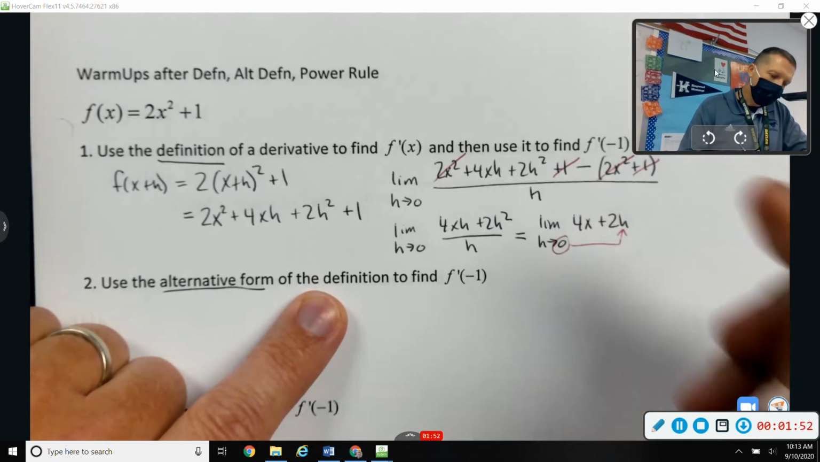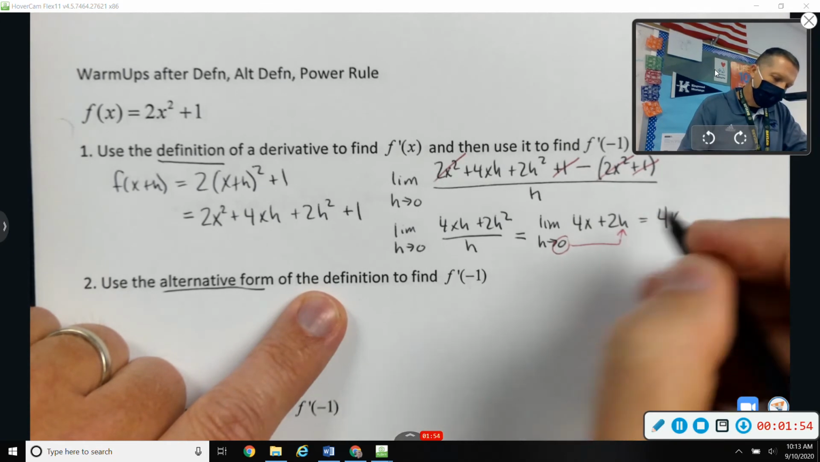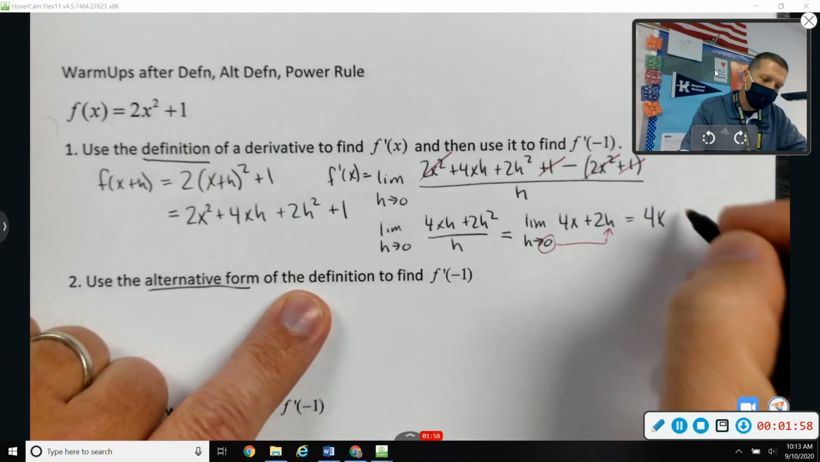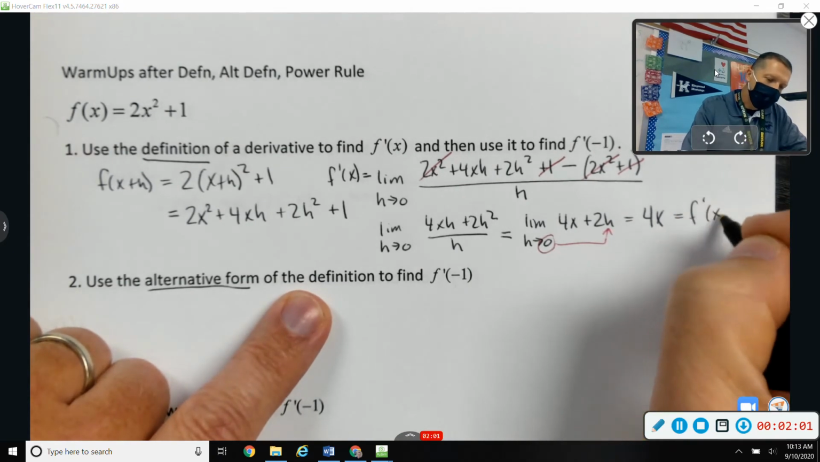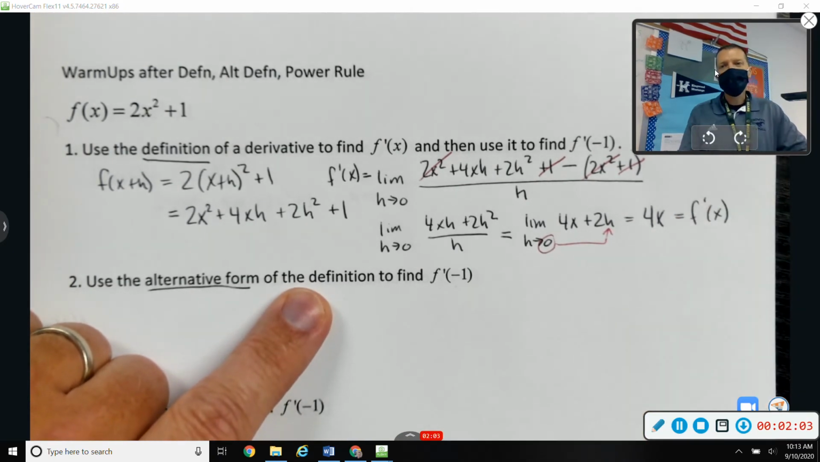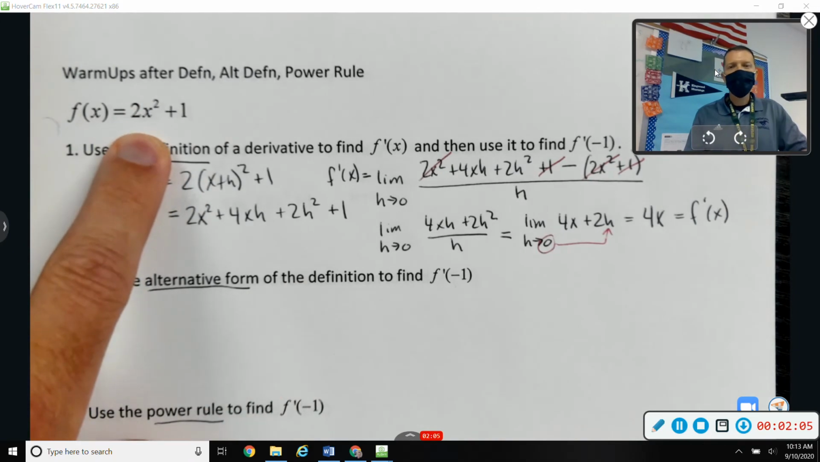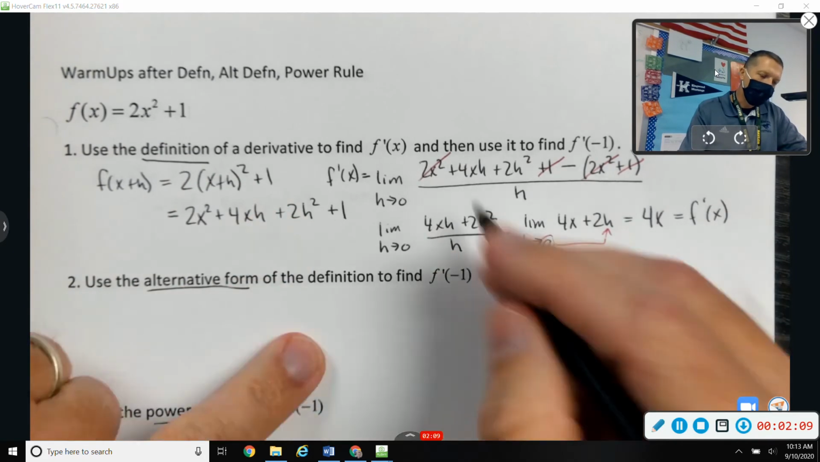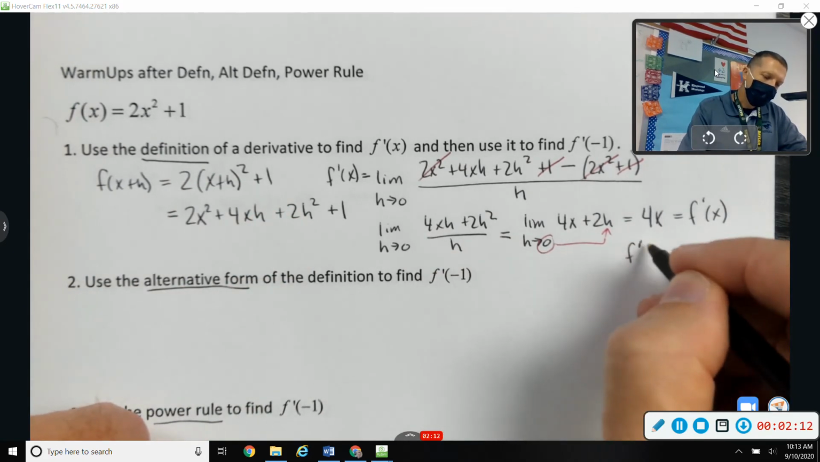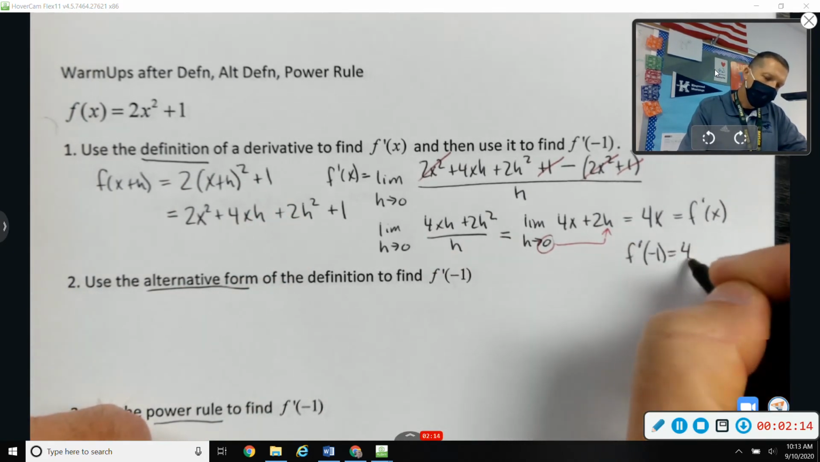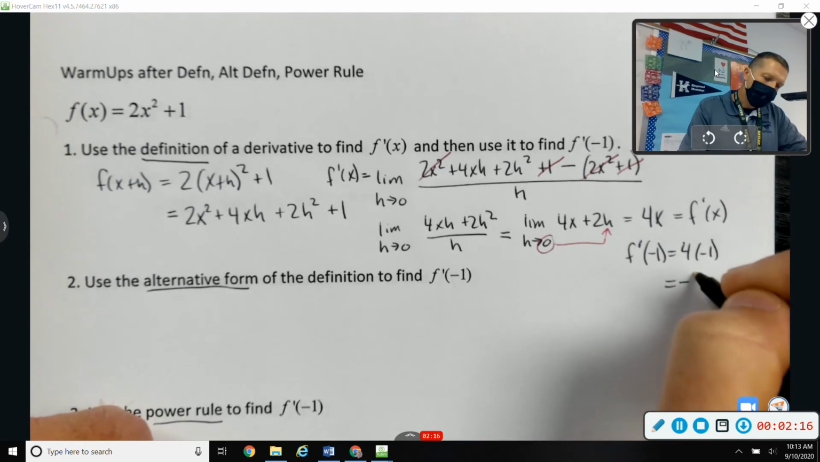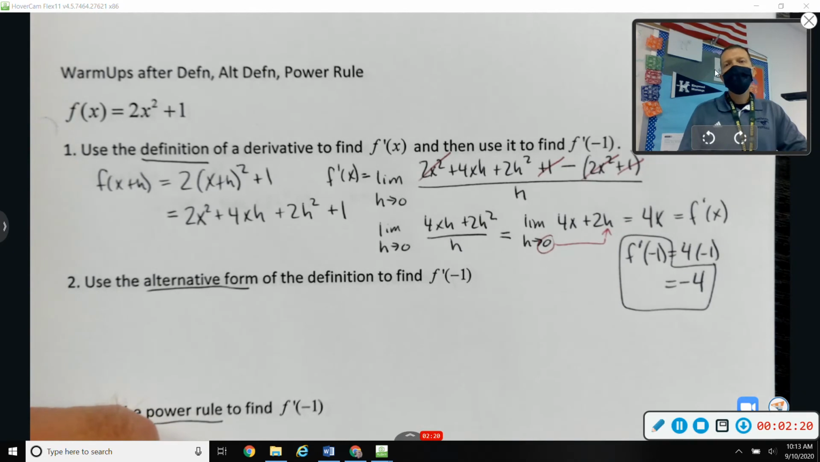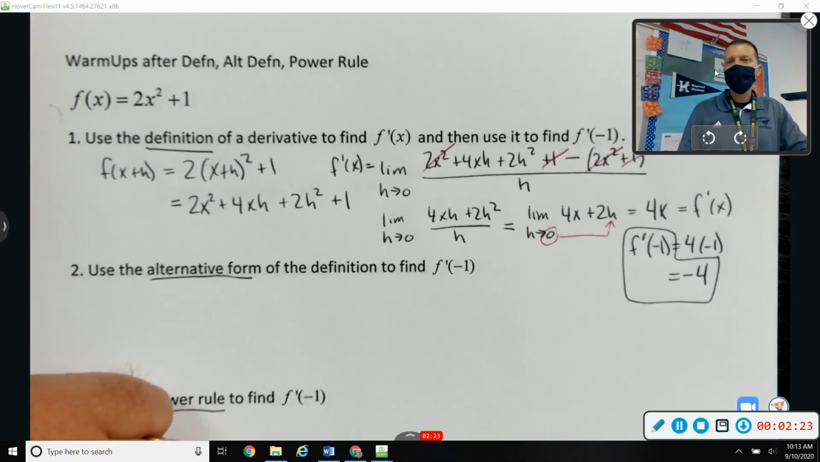Plug in 0 for h, and we get 4x. So the derivative of f is equal to 4x. Of course, now we know the power rule, so we could have gotten that 2 minutes ago and be done with this problem. But we need to know how to use the definition of a derivative. So f prime at negative 1, 4 times negative 1 is negative 4. Going the long way around, that's kind of the worst way to go.